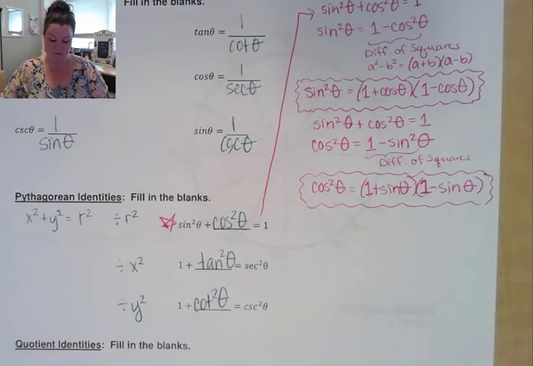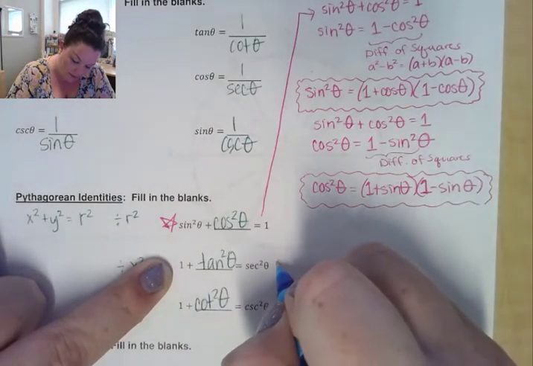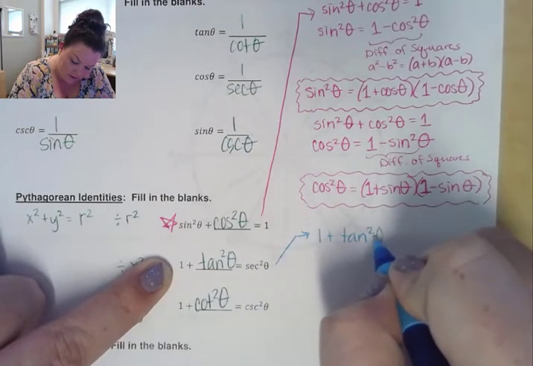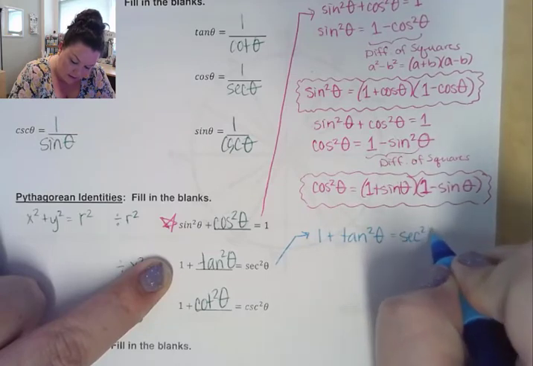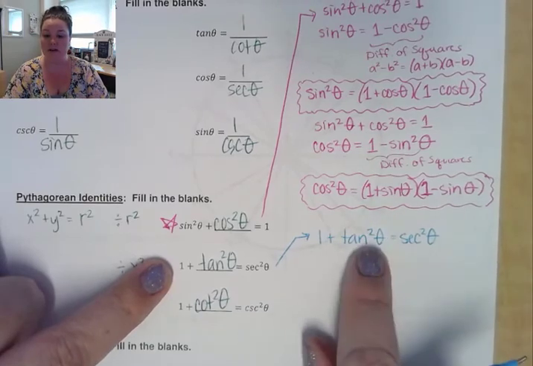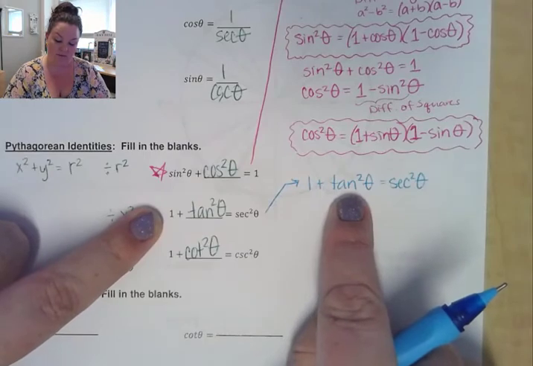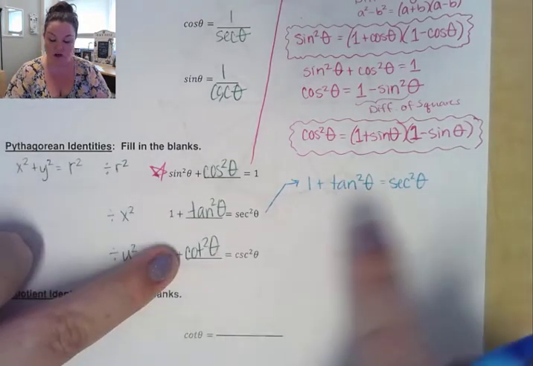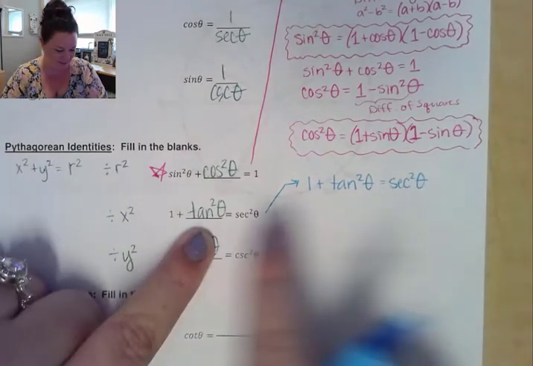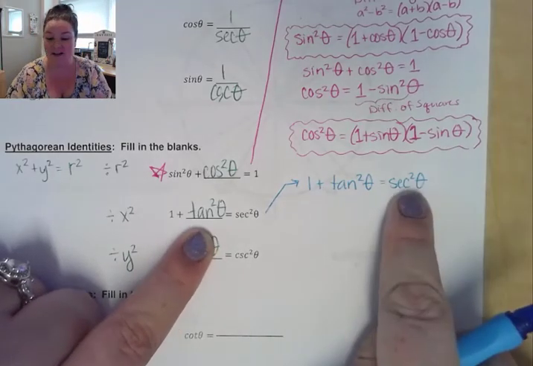I could do the same thing with 1 plus tangent squared theta, right? I could take this one, 1 plus tangent squared theta equals secant squared theta, and I could solve it for either tangent or secant. So I'm going to go ahead and find the two identities that come from this one. Okay, so if I want to solve it for, well, here it's already solved for secant squared theta, right? So I don't need to solve it again for this.